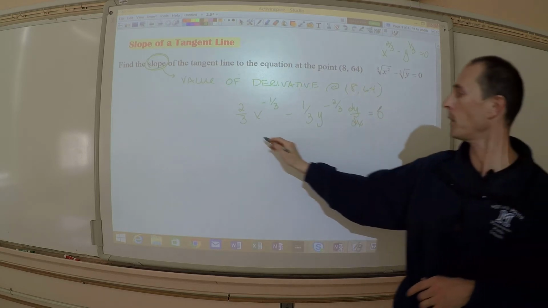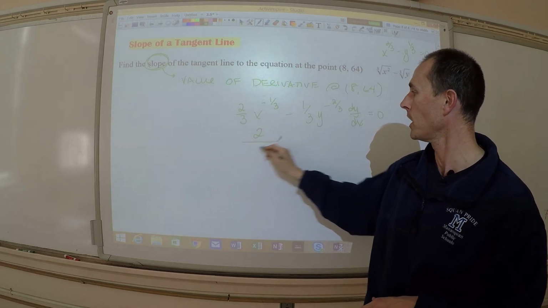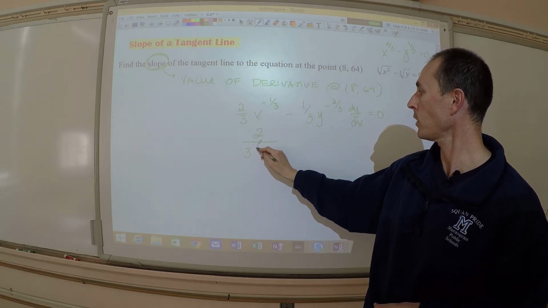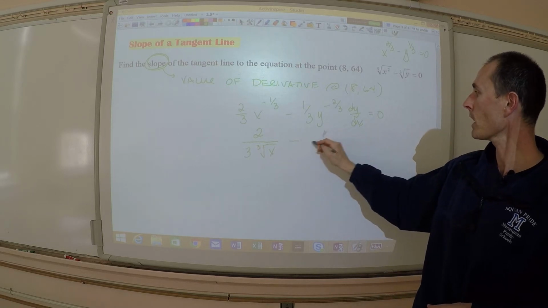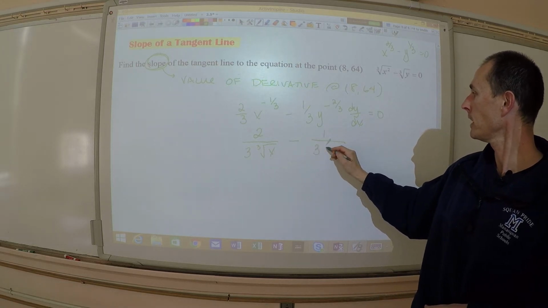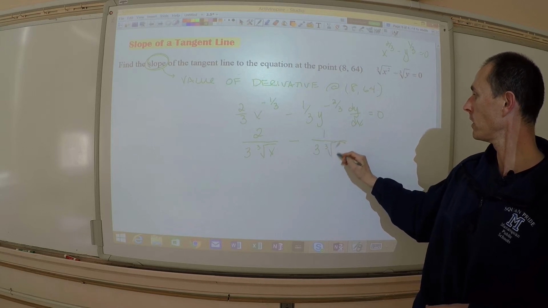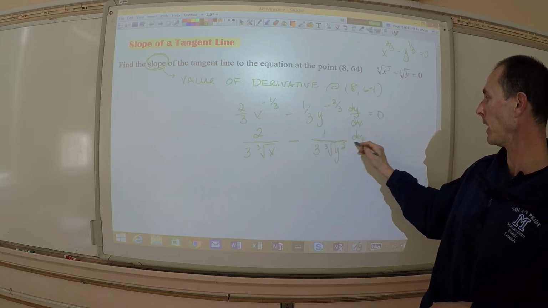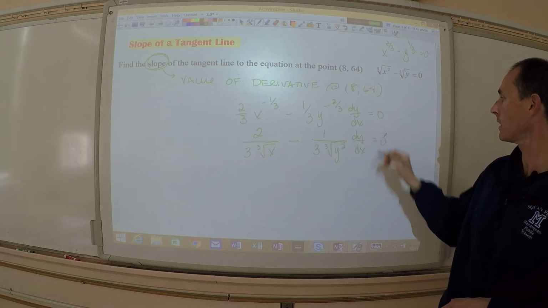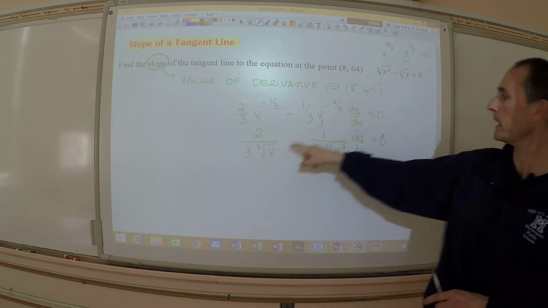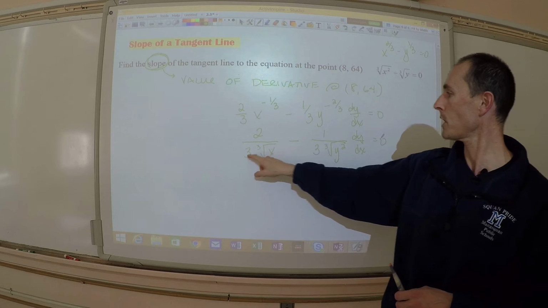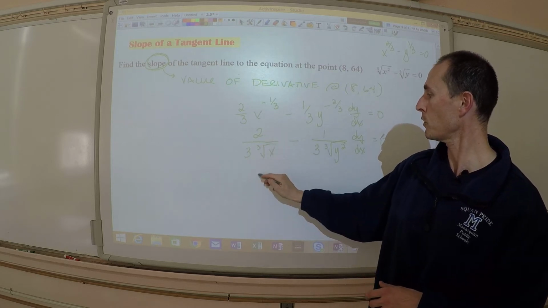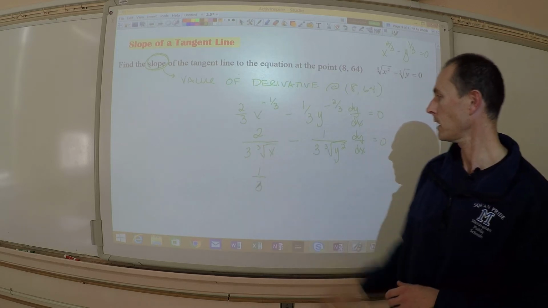One thing I might do, though, is rewrite this so it's a little neater to actually plug some stuff in. So I have 3 times the cube root of x on the bottom there, and I have 3 times the cube root of y squared times dy/dx here. So let's go ahead and plug in. So if I plug in an 8 here, the cube root of 8 is 2. 2 times 3 is 6. So 2 over 6 is 1/3.